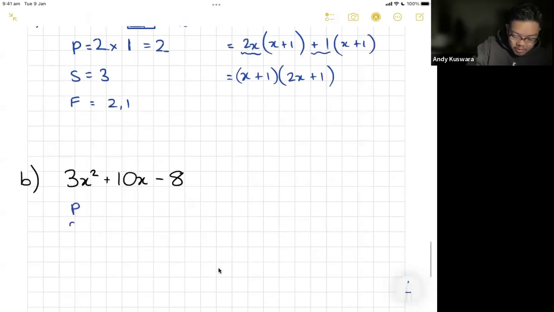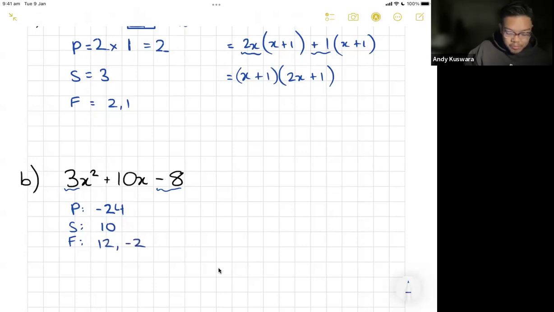Let's go P, S, F. Now our product is going to be first term times your last term, which in this case is minus 24. Your sum is going to be 10. So I want to think of two numbers that will multiply to give me minus 24, but add to give me 10. I'm thinking it will be 12 and minus 2. 12 times minus 2 is minus 24. 12 take away 2 is 10. So we're good.